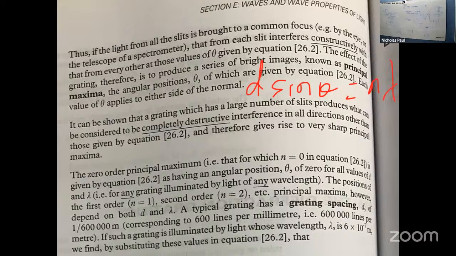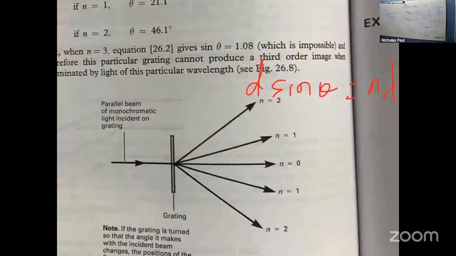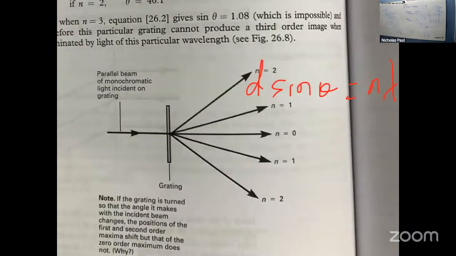Each value of theta applies to either side of the normal, right? And I will show you what that means. If you look here, the value of theta is here. When n is 1, that's the theta 1 value. When n is 2, that's the theta 2 value. But it also applies down here. So if here is theta 1, the same thing will happen down here.